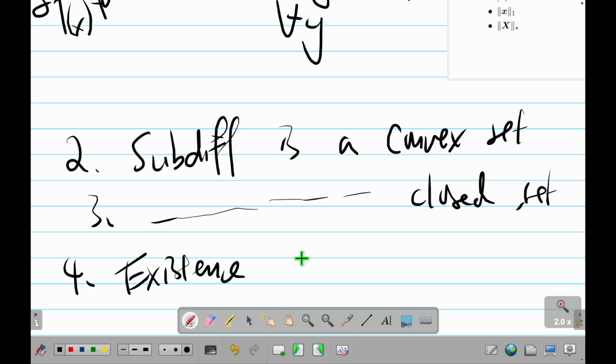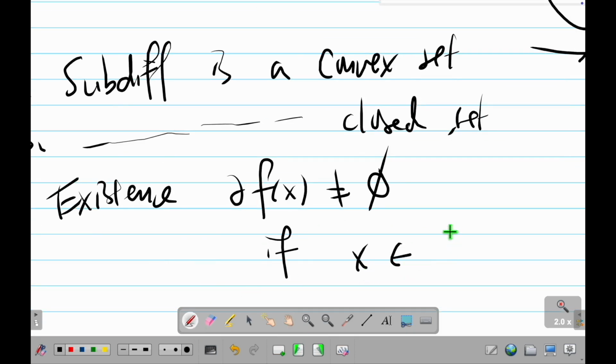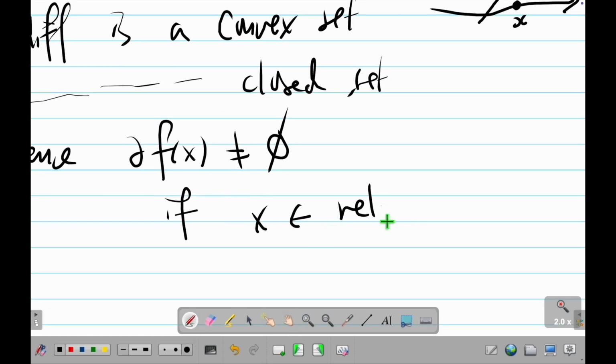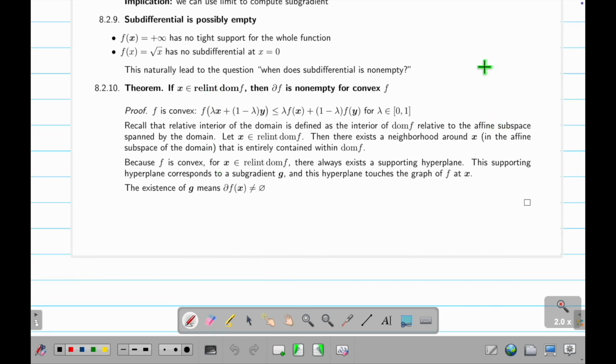The existence is: the subdifferential at x is never an empty set if x is strictly inside the domain of f. And strictly inside the domain of f, mathematically, is the relative interior of the domain of f. Okay, what the heck is it? Let's explain it. If x is inside relint, what the heck? Some textbooks write this as relative interior. I write it longer. First, let me finish the reading, then I explain. If x is in the relative interior of the domain of f, then this guy exists. Exists means non-empty, for convex f. So this is a proof.